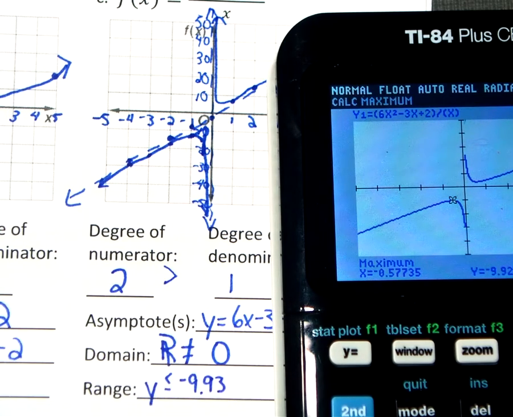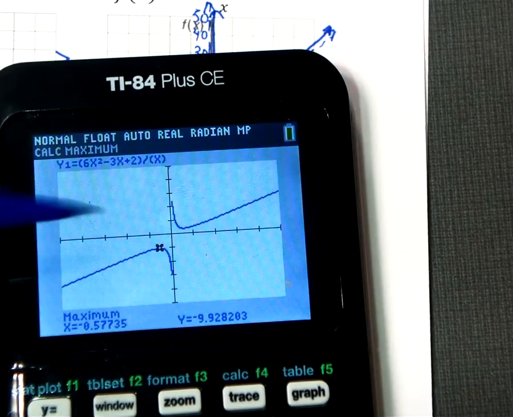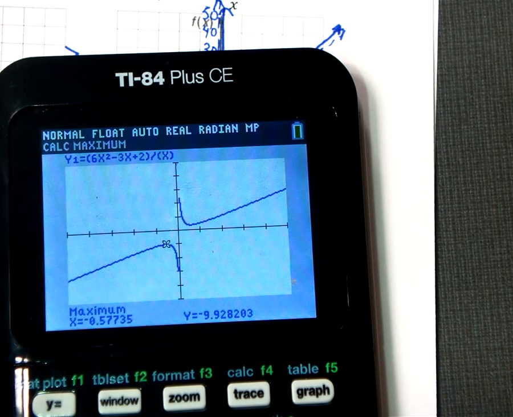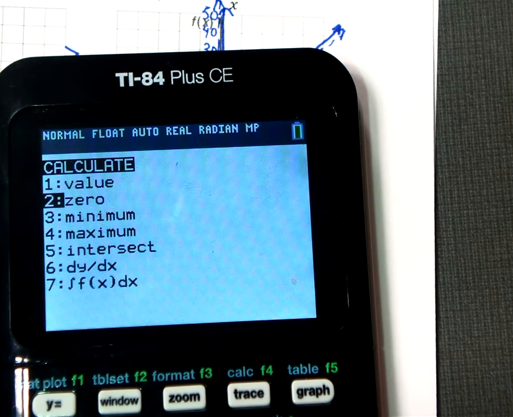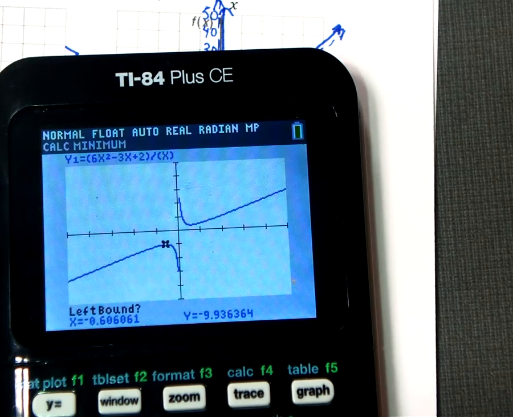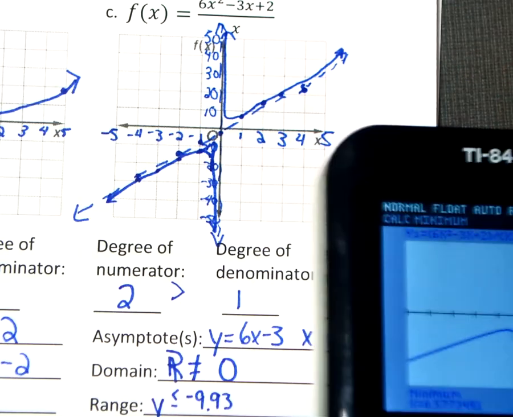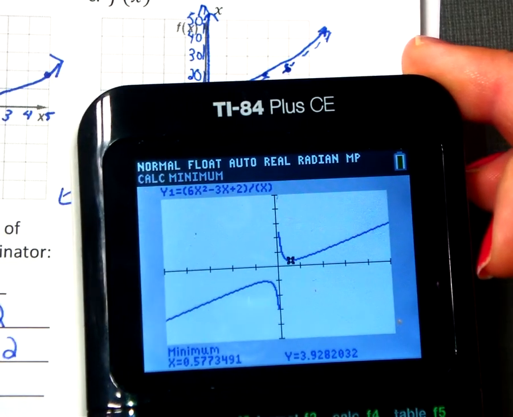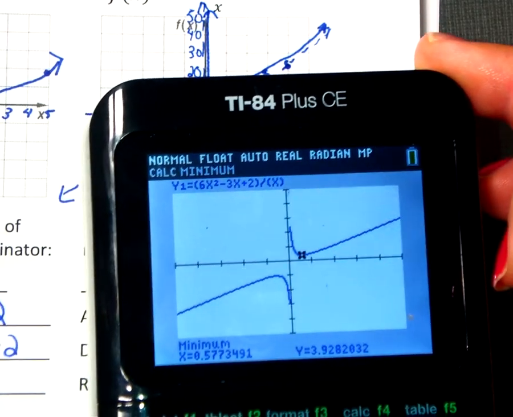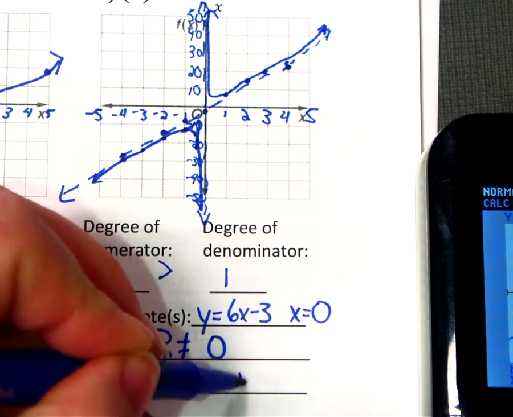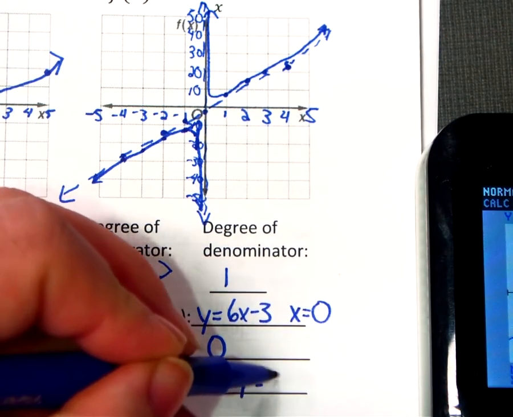And now it skips. After that point, it skips up to this value, which is a minimum value. So second calc, minimum. You're going to go to the left side of it, to the right side of it, and calculate. And it's happening at 3.93. So y is greater than or equal to 3.93.